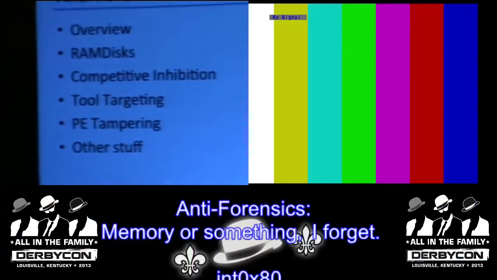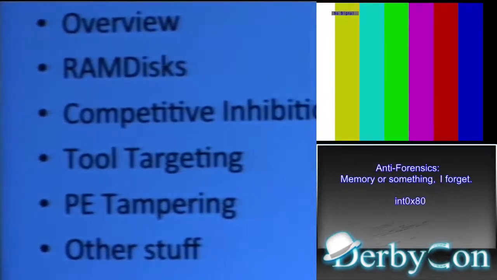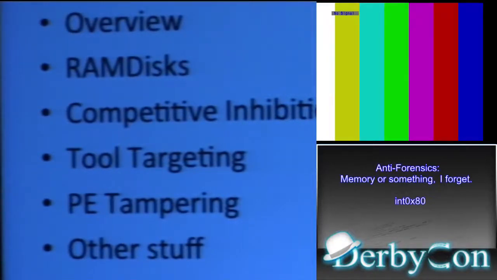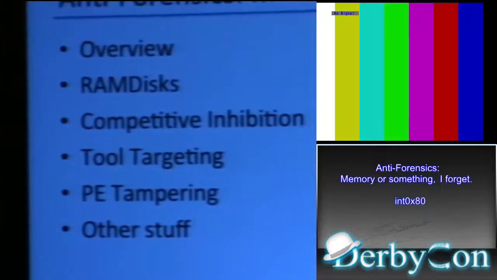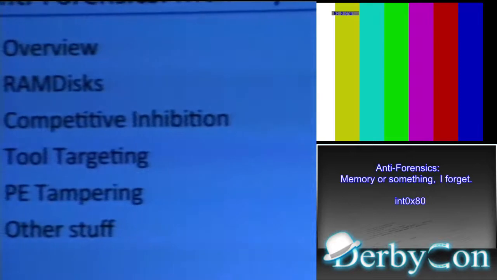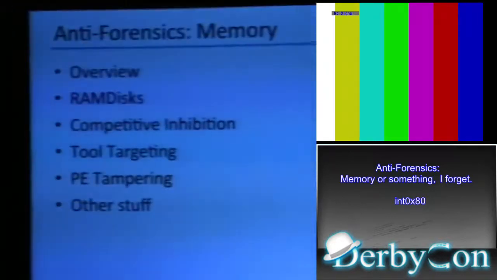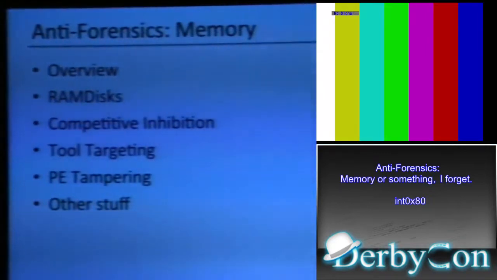So RAM disks, we'll see it's a really cool temporary workspace and something that's very easy to use cross-platform. Then we'll talk about competitive inhibition. Basically, in competitive inhibition, what we do is pollute the memory space so that when you acquire RAM, you just get all this garbage. Then we'll talk about tool targeting. In the space of memory forensics, there aren't a whole lot of tools, so it's a limited range of stuff to mess with. So that's some fun stuff.